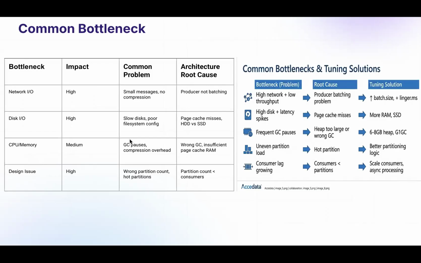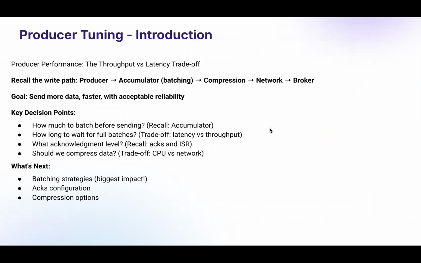All right, now that we understand the architecture and where the problems hide, let's start tuning. We'll begin with the producer. Okay, so let's talk about producer performance. This is where you will see the biggest gain. We are talking about a 5 to 10x improvement with the right settings.